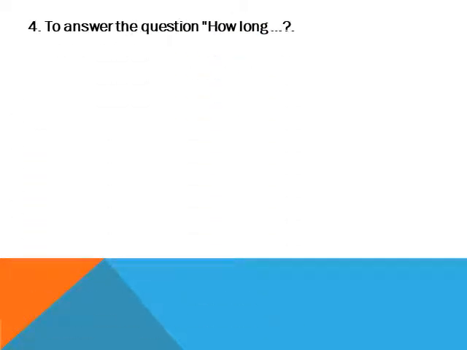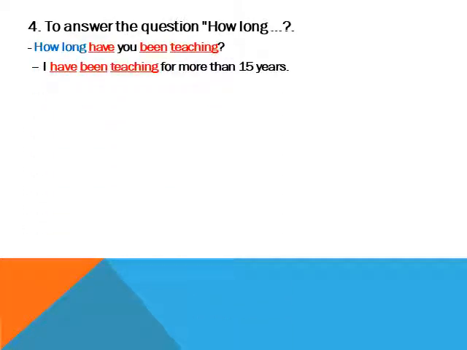Number 4. We use the present perfect continuous to answer the question how long. For example, how long have you been teaching? The answer is I have been teaching for more than 15 years. So use the present perfect continuous, have been teaching.